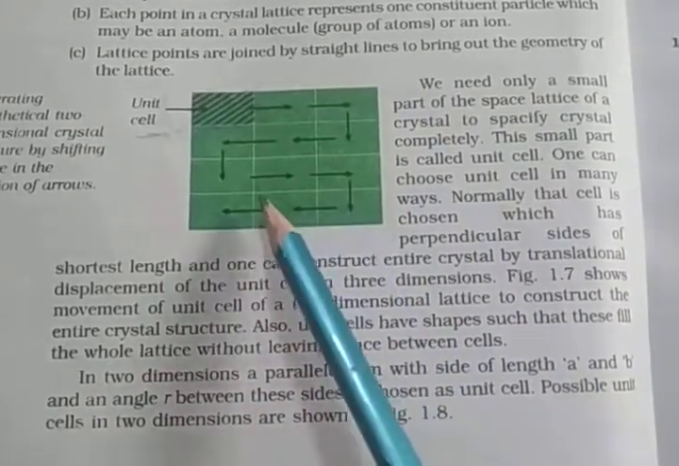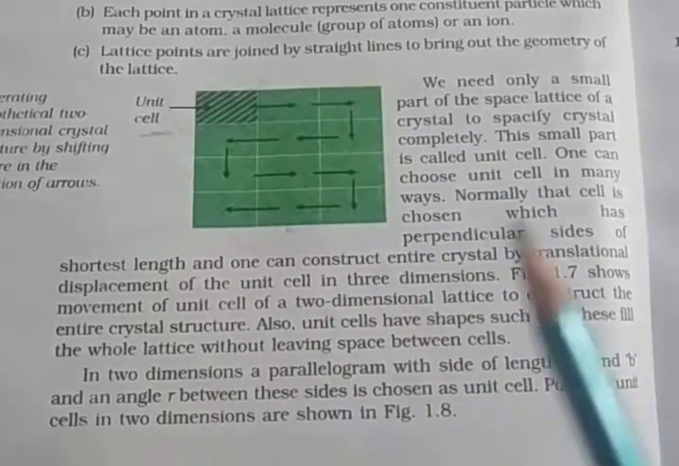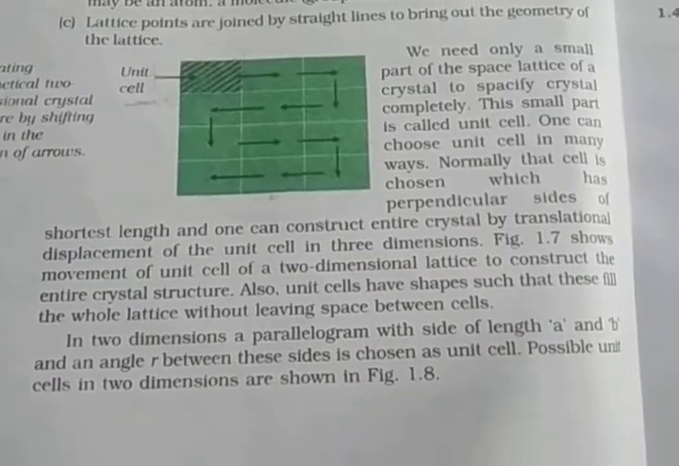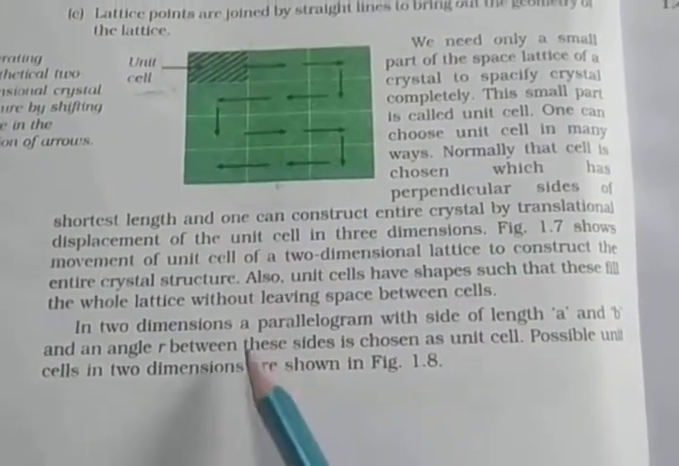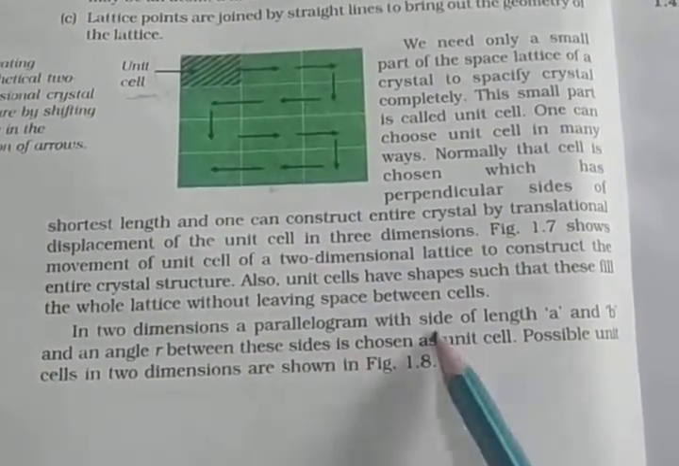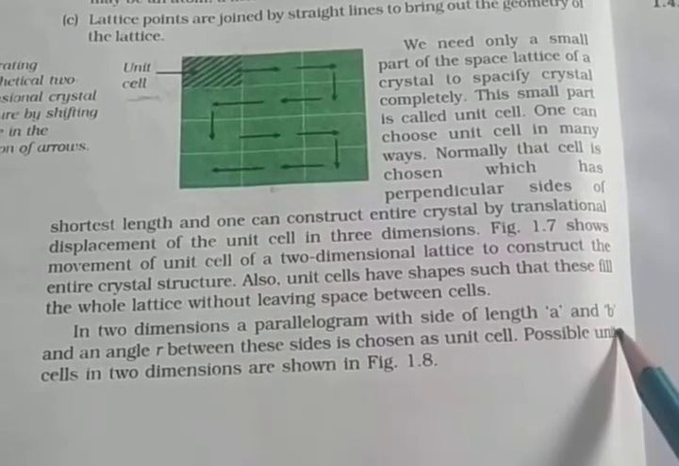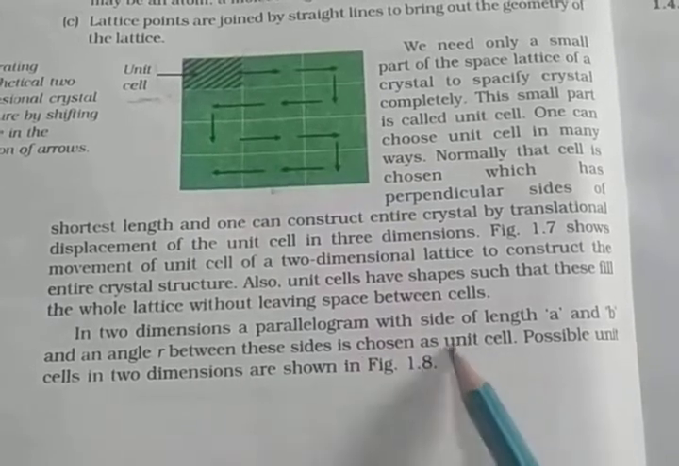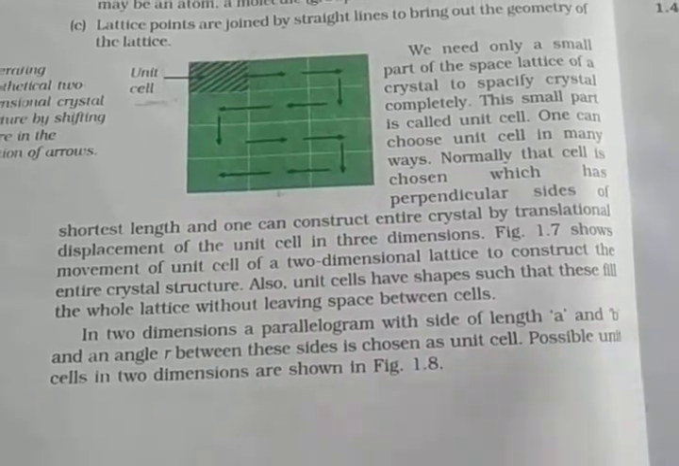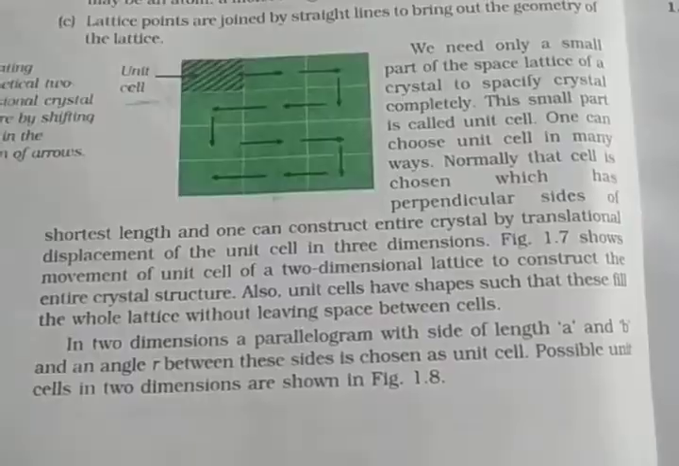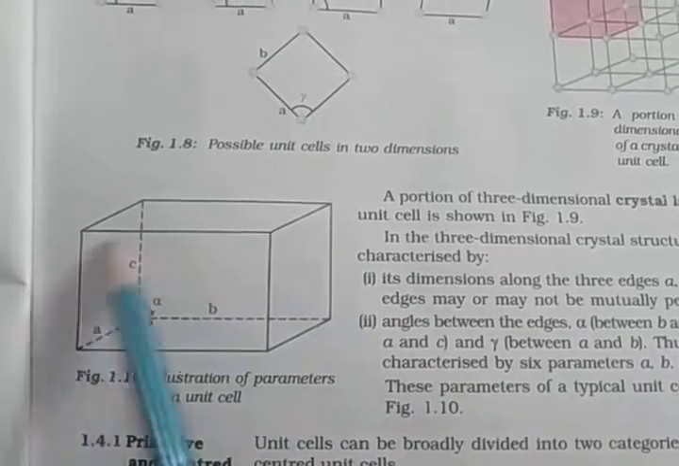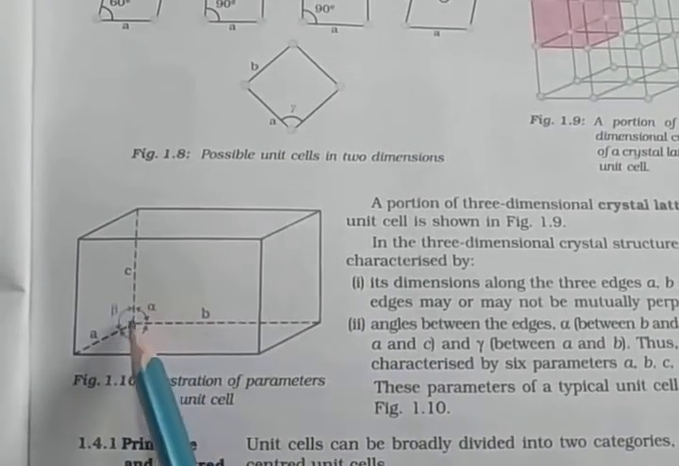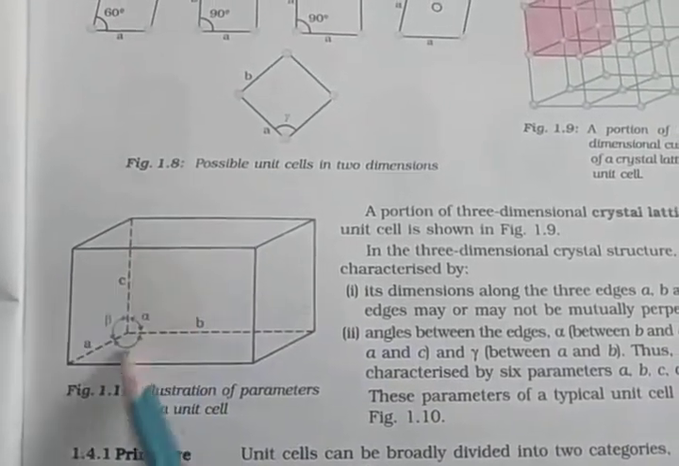Unit cells have shapes such that they fill the whole lattice without leaving space between cells. In 2-dimensions, a parallelogram with sides of length a and b and an angle r between these sides is chosen as the unit cell. So see, a possible unit cell in 2D. Only one unit cell is required. Here you see all directions x, y and then z.